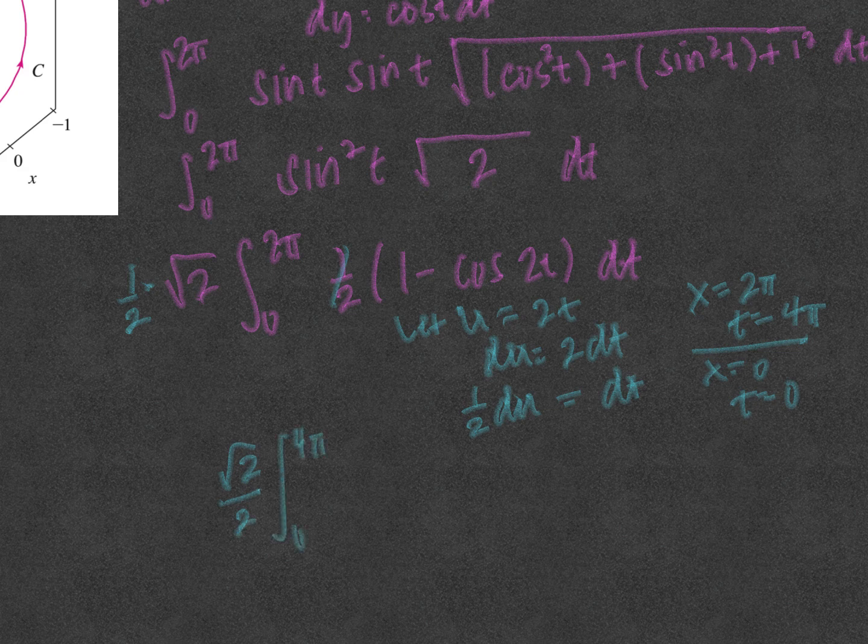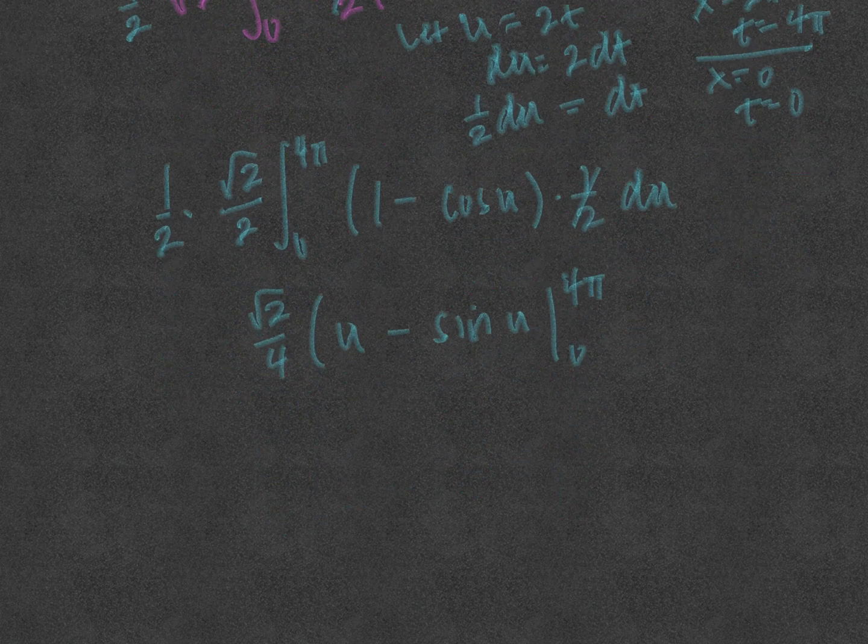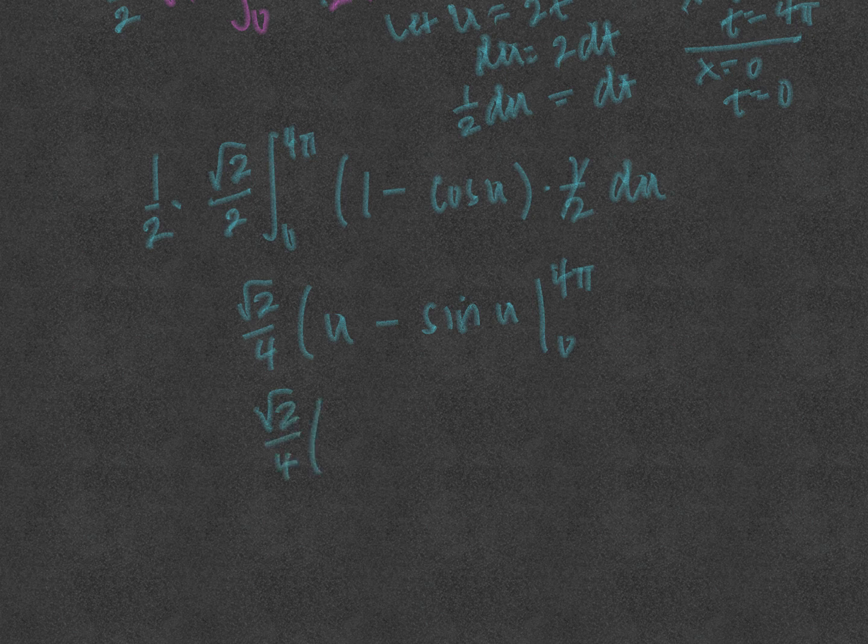And now we have parentheses 1 minus cosine of u times 1/2 du. Now we can pull this 1/2 out as well. So we have the square root of 2 over 4. And when we integrate 1 with respect to u, we get u minus sine of u from 0 to 4 pi. That's going to be pretty. So we have the square root of 2 over 4. And we have 4 pi minus 0 for u, minus sine of 4 pi is 0, minus sine of 0 is 0. So we end up with the square root of 2 times pi. It's such a pretty answer. I love when they give you everything at the beginning to set it all up. Isn't that fantastic? So good.